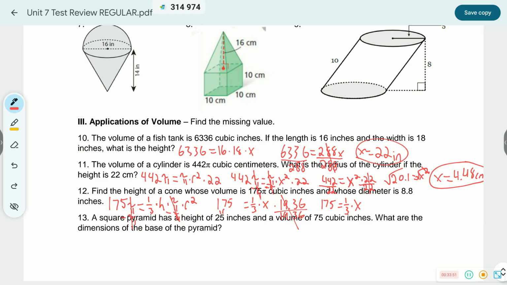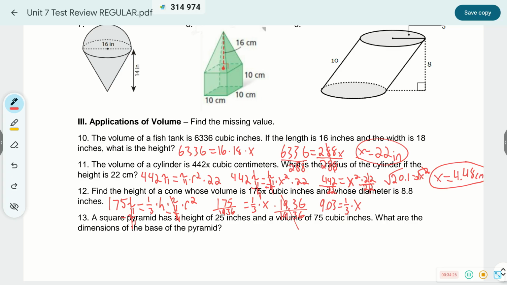Exactly. Destiny, what is it? 9.03. Okay, so to solve for x, it's going to be 1/3 x equals 9.03.